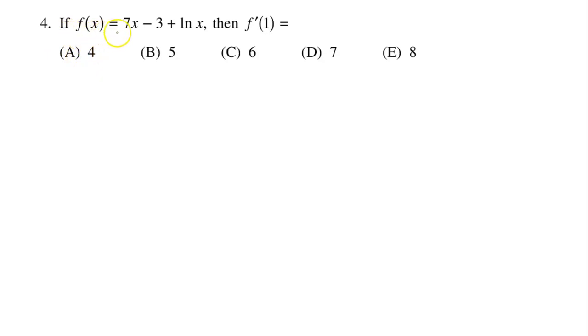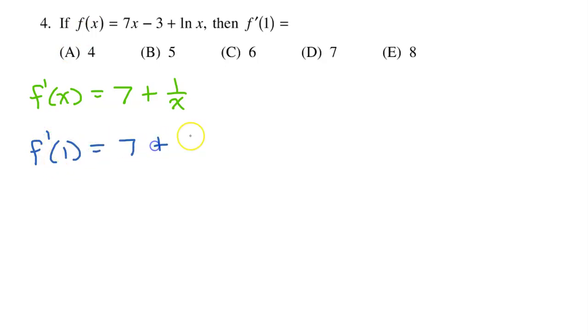Number 4, if f of x is equal to 7x minus 3 plus natural log x, then f prime at 1 is equal to what? Let's start by finding an expression for f prime of x. So the derivative of 7x is 7. The derivative of negative 3 is 0, so I write nothing. And the derivative of natural log x is 1 over x. So this is f prime. How about f prime at 1? That will be 7 plus 1 over 1, which of course is 7 plus 1, which is 8. So the answer is E.